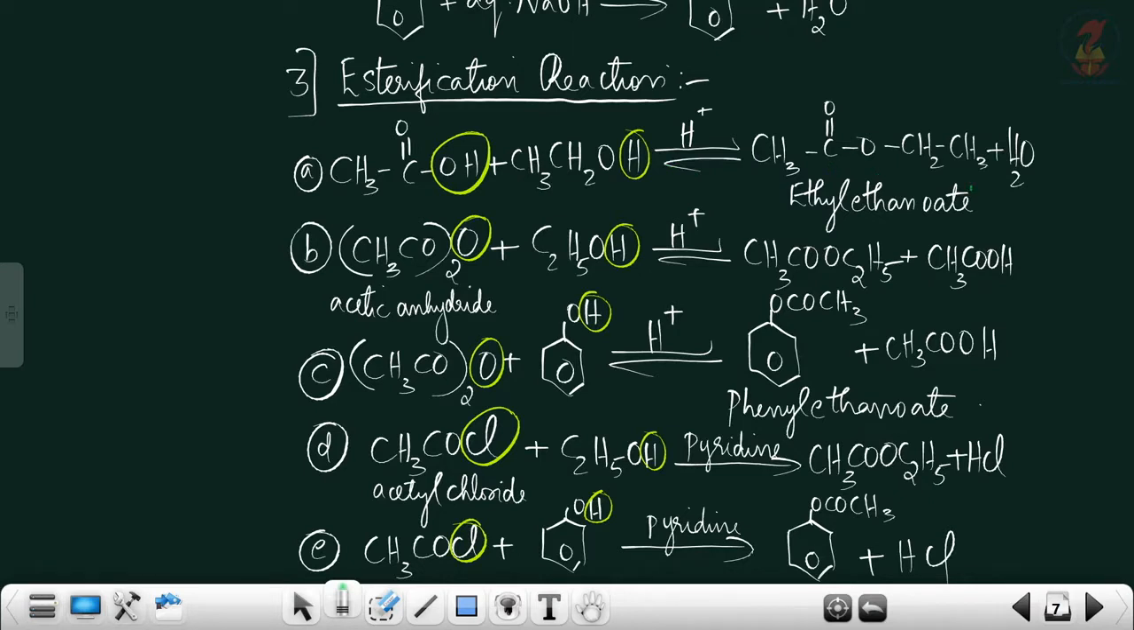You can see the product CH3COOCH2CH3 plus H2O. And the name of the product is, as you can see, on this side we have 2 carbon atoms, 1, 2, and on this side also we have 2 carbon atoms, 1, 2. So the name of this compound is ethyl ethanoate, which is an ester. This is the reaction that we have learned in lower classes.